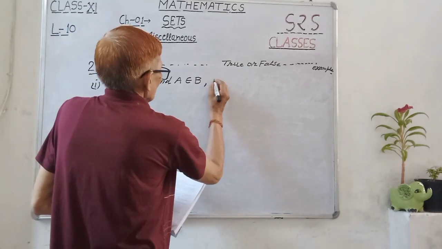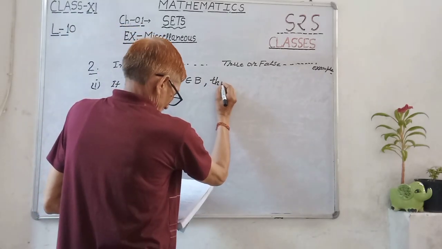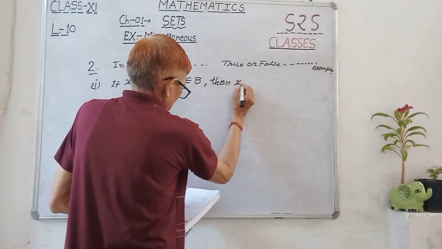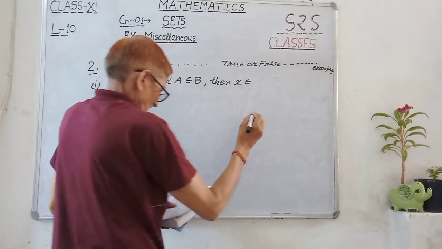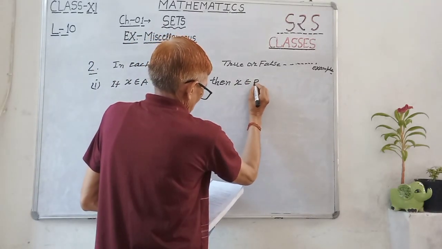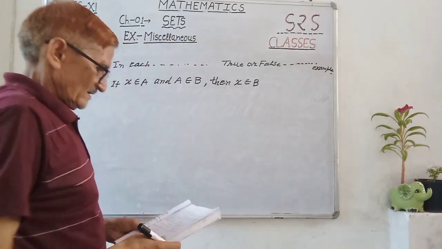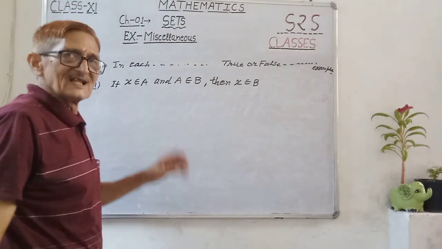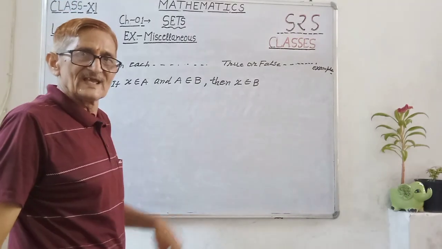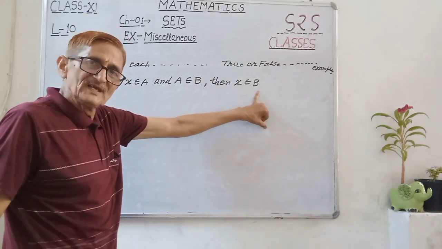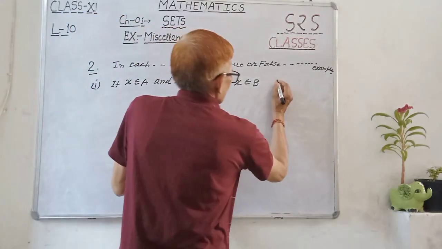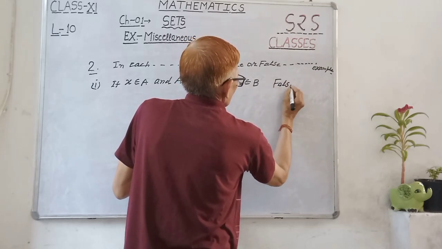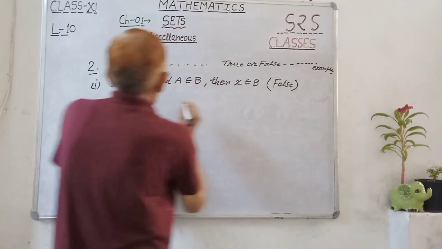Then X belongs to B. Okay, see this. A is the set, and X is the element of set A, and here it is saying X is the element of B. No, it is false. Example.